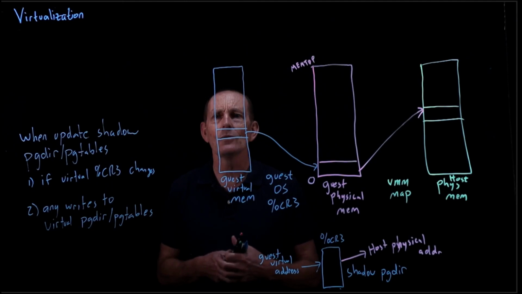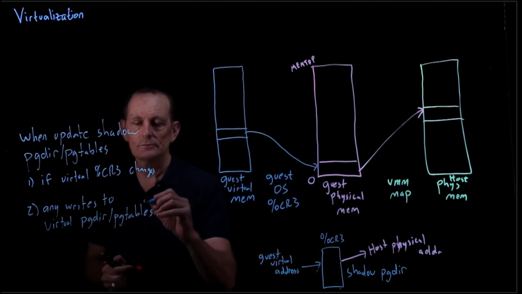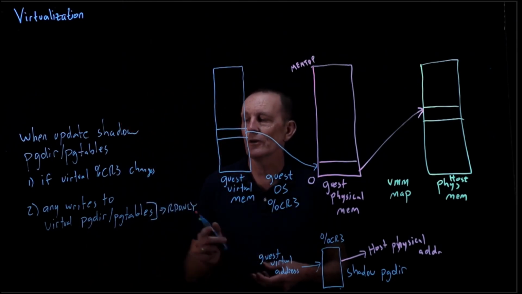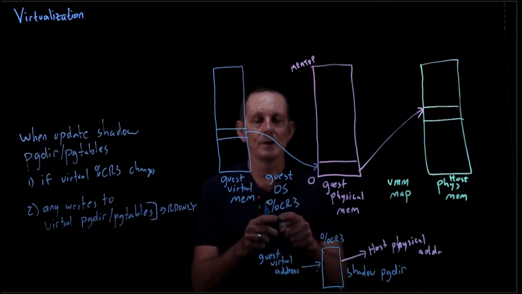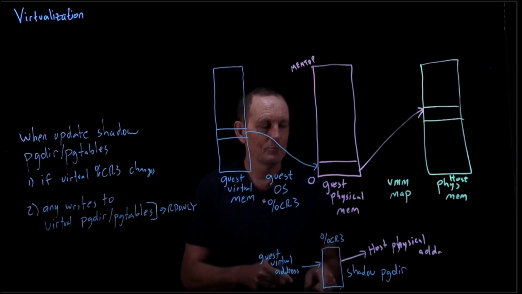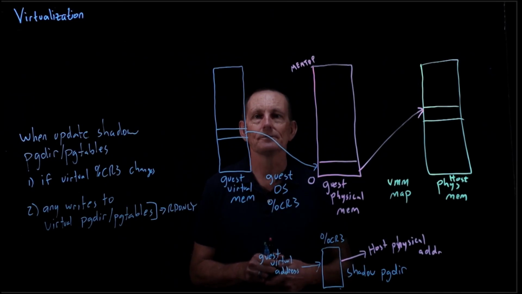So how do we do that? Well, we just need to make sure that these are read-only. So we're going to use the MMU to mark the contents of the page directory and the page tables referred to by the guest OS's CR3 as read-only. And that way, if the guest OS tries to write to them, we'll get a trap in the VMM and get notified. And then we can update those particular entries in the shadow page directory.